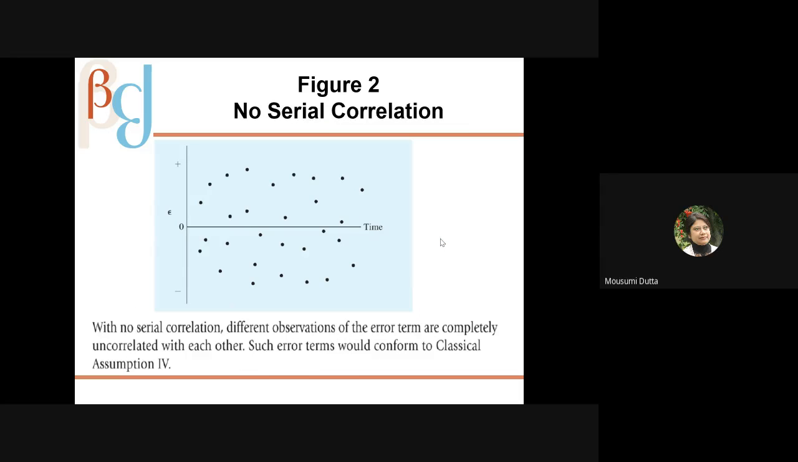This is the diagram for no serial correlation. I am not understanding anything. Time-wise, what is happening, I am not understanding. Because in the first period, it was here, in the second period, it is here, third here, fourth here, fifth here, sixth here, seventh here. So what is happening is not clear. So no clear trend here. So it is no serial correlation.